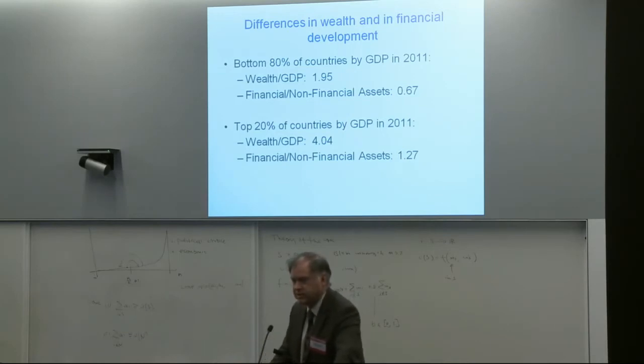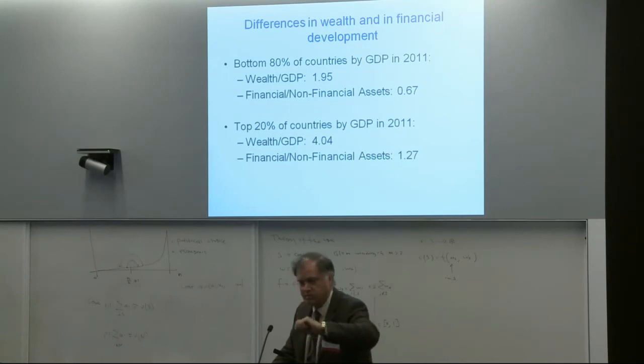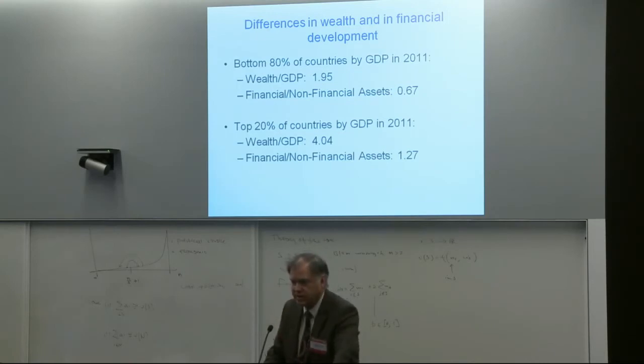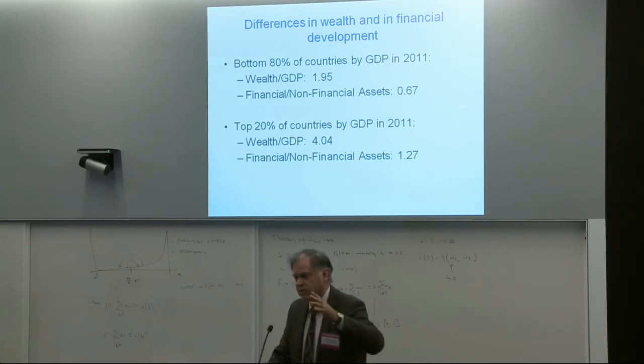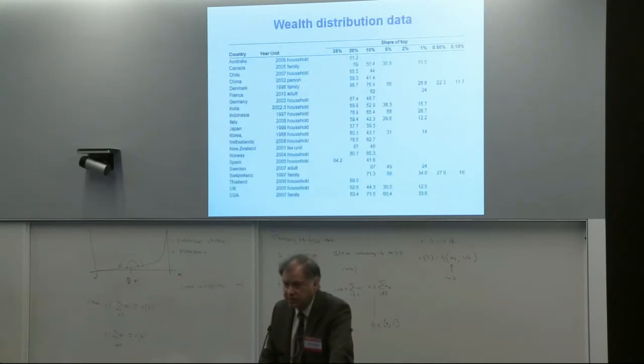Raymond Goldsmith, who was a major figure in this field, about 20 years ago suggested that a ratio of financial to non-financial assets of unity would be what countries would asymptote to. Actually, we see there in 2011 for the top 20% of countries, that ratio is 1.27. And the emerging market countries, by the way, have a ratio of financial to non-financial assets on average of something like 0.75. So they've got a ways to go in terms of more financial development.